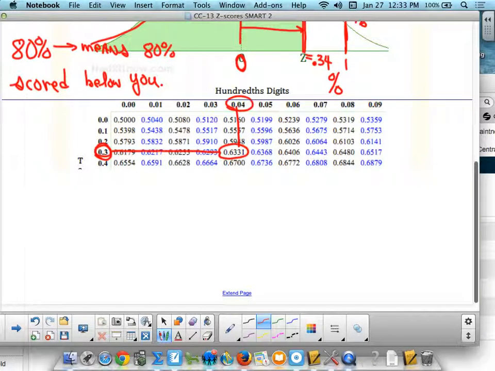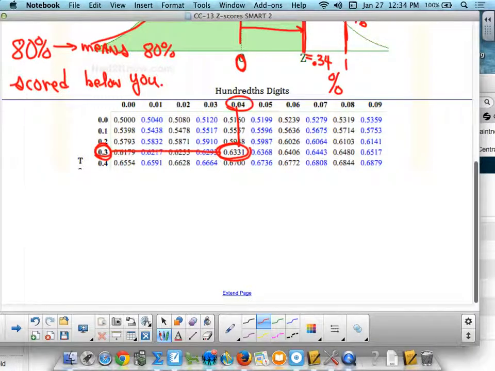Wait, hold up, how do you know it's 0.34? Oh, I made that up, Brady. I just made that up. I said, let's pretend this is 0.34. Let's pretend. Now that I'm pretending, I just want to know what that equates to. Here's 0.3, here's 0.04, it's right here.